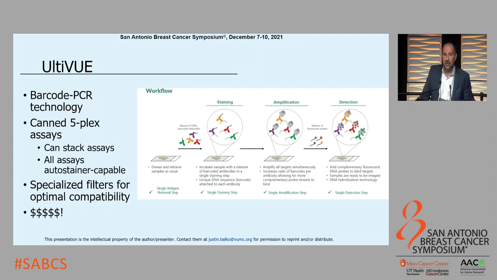However, they are extremely costly, as I think many of you know. And so this is one of the reasons why it's great to partner with industry when thinking about employing some of these technologies in larger numbers of samples.